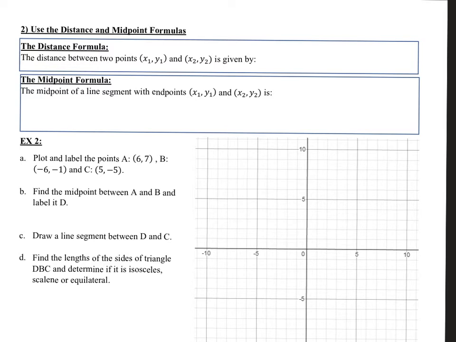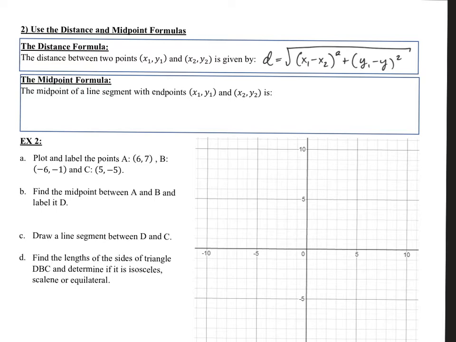So the distance formula between two points, if we have x sub 1, y sub 1 as the first point, and x sub 2, y sub 2 as the second point, is given by lowercase d equals the square root of the difference between the x's, squared, plus the difference between the y's, squared. So that's the distance formula.